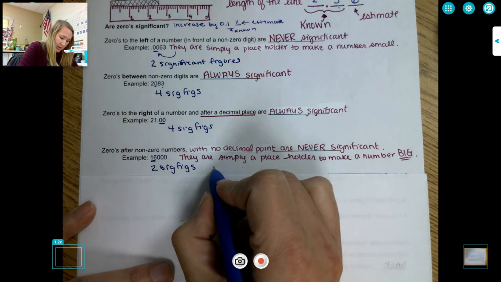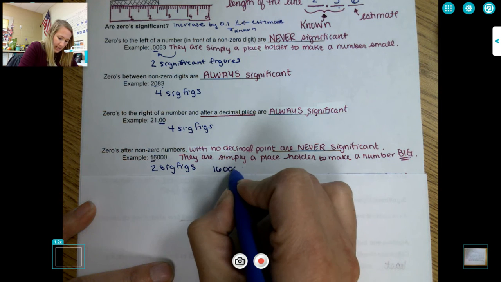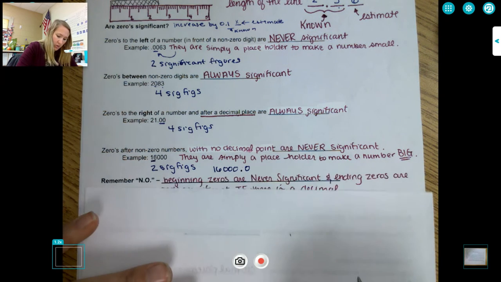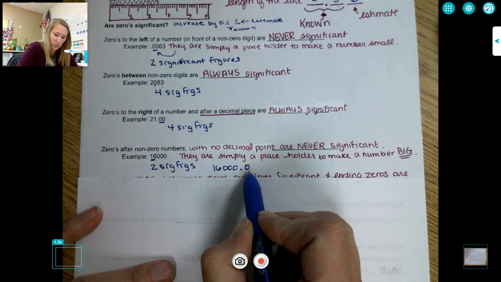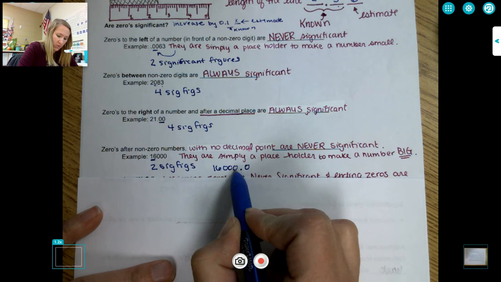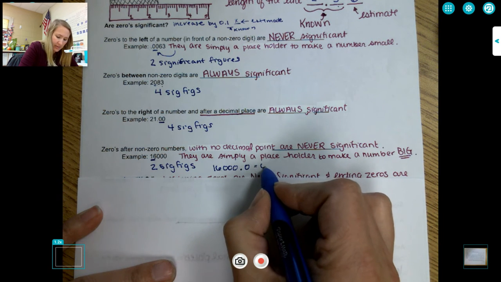If I had the number 16,000.0, now I would change this to saying I know with precision to the 10th place, and I would have 1, 2, 3, 4, 5, 6 sig figs.